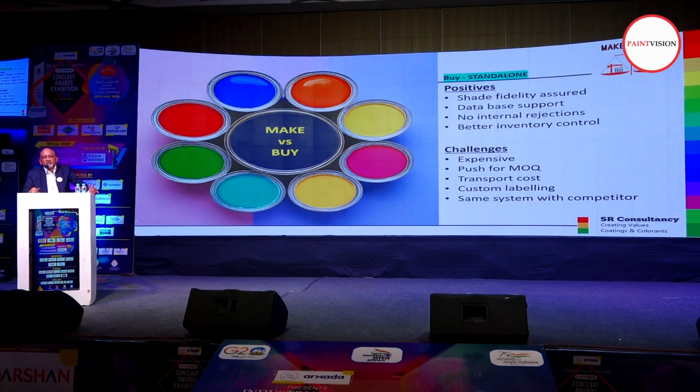Let's look at, we do not make it, but we buy from somebody else. This is good when the volume requirements are limited, but we still want to be unique. We do not make it, but buy it from a third-party source, and it is unique. It is not readily available, or it is not offered by other paint companies. The advantage is the vendor from whom you are sourcing it is responsible for giving the shades. So there is a good database support available, and there are no internal rejections.